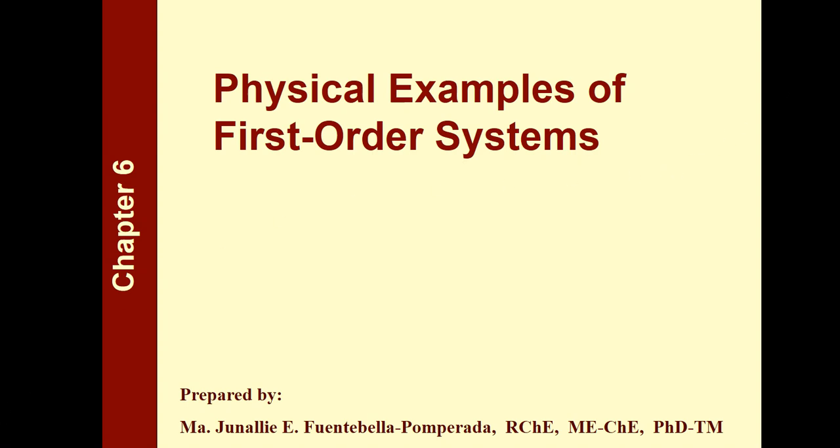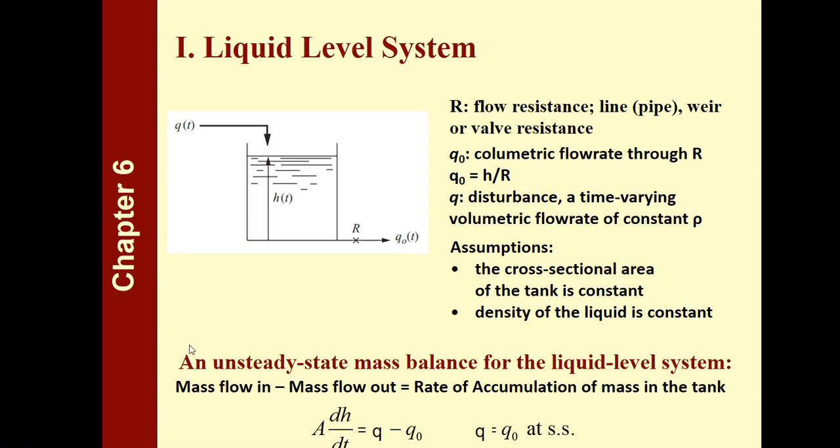So we're going to look into each system one by one, and we're going to start off with the liquid level system. For this system, you're given a liquid inside the tank with level H, and the flow rate of the liquid entering the tank is Q of T, and the volumetric flow rate out of the tank is Q sub O of T.